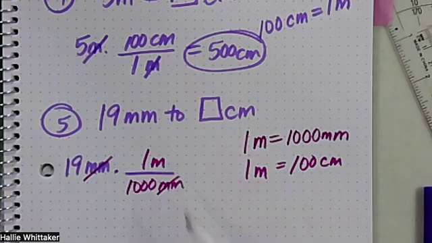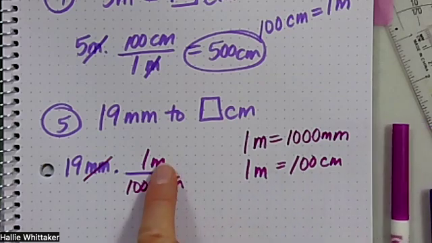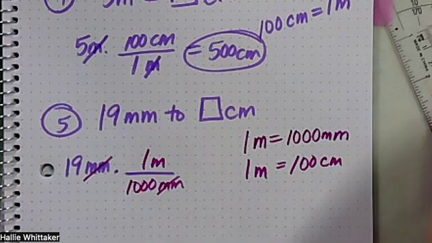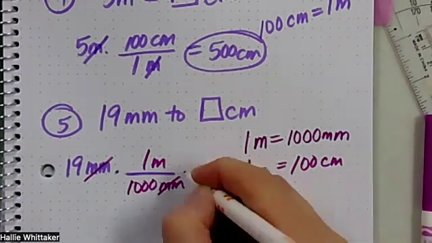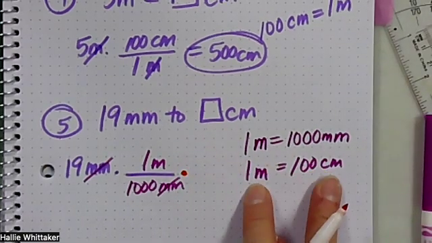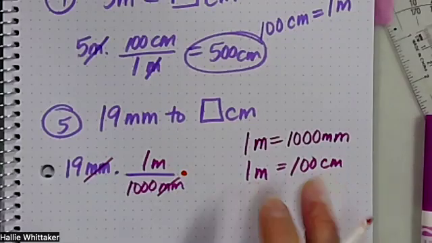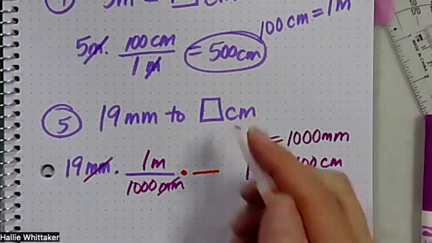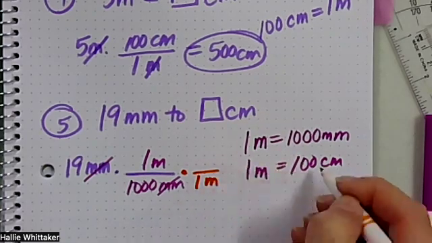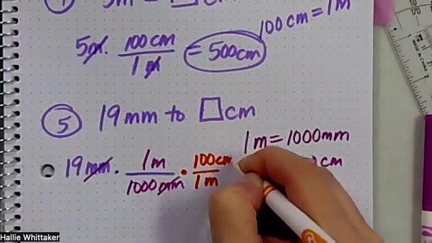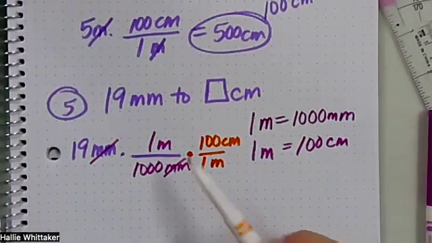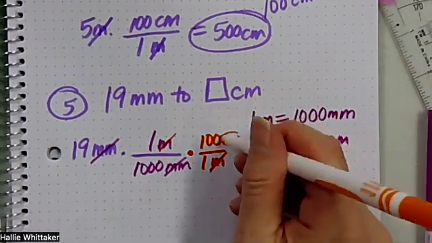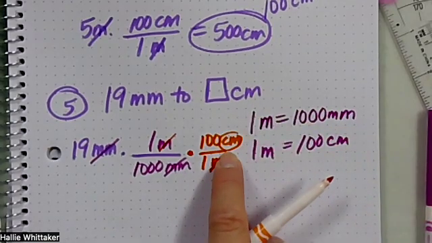Let's eliminate. Okay. Now we are to meters at this point, but we still want to get to centimeters. So let's use this one. Times. Now, where do I put the meter? Numerator or denominator? Denominator. Good job. 1 meter, and the 100 centimeters goes on top. And again, what do we cross out? Meters. So we are down to centimeters, which is what we wanted.